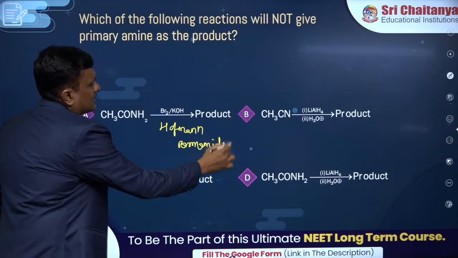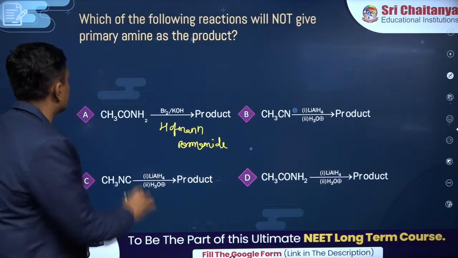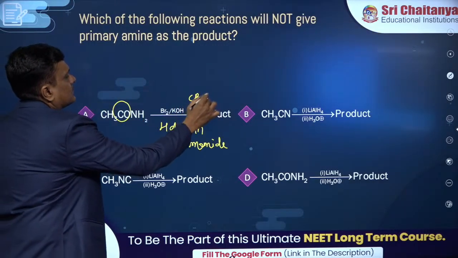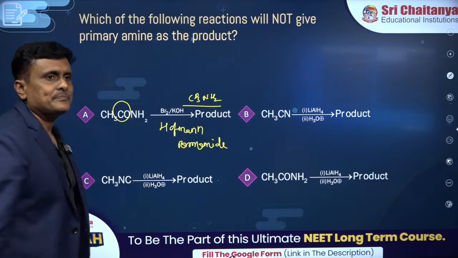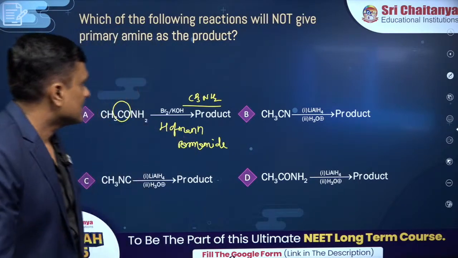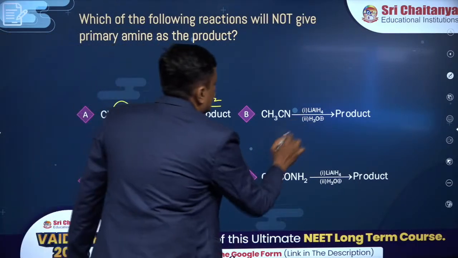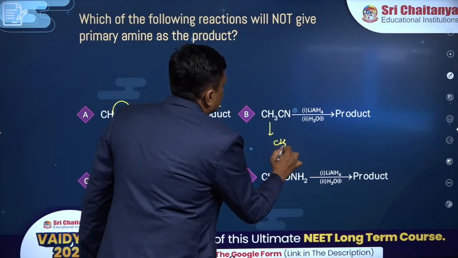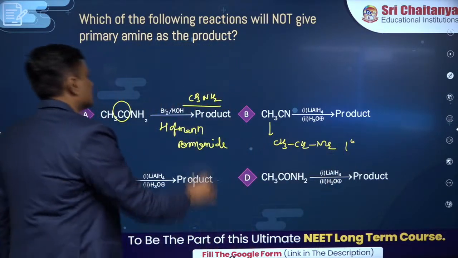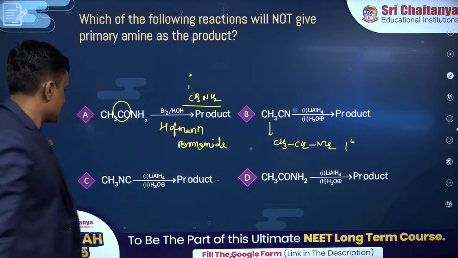Hofmann bromamide, elimination of CO. That means the product is methylamine. All right, the product is methylamine. Lithium aluminum hydride would be converting the cyanide into a primary amine. You got primary here, sir, you got primary here.